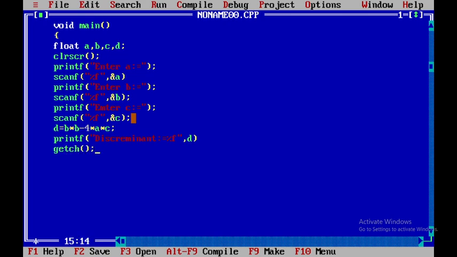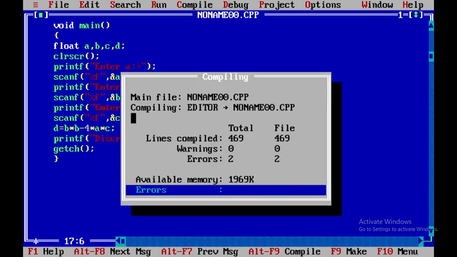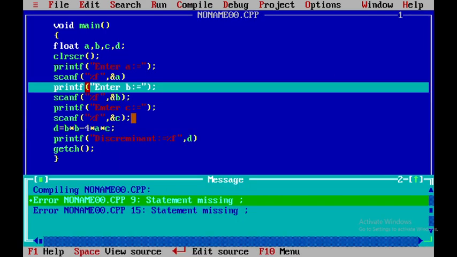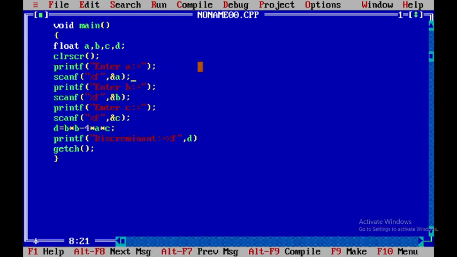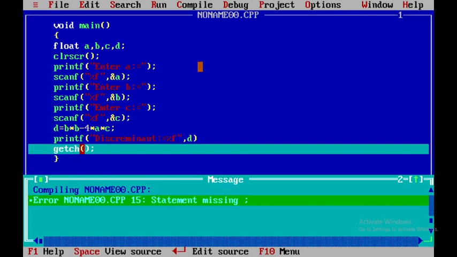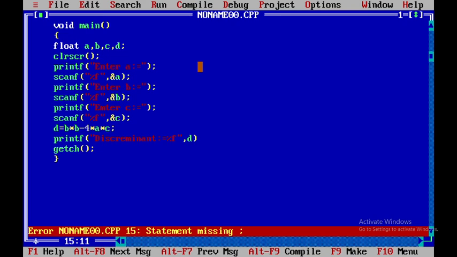And then we are going to print the value, getch. First we are going to print the value, and then we are going to check the type of the roots of the quadratic equation. So statement missing semicolon here. These are the types of the roots of the quadratic equation. So one root again, statement missing semicolon here also.